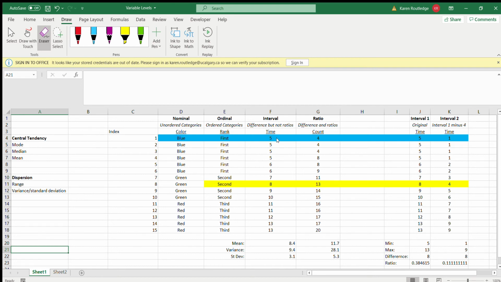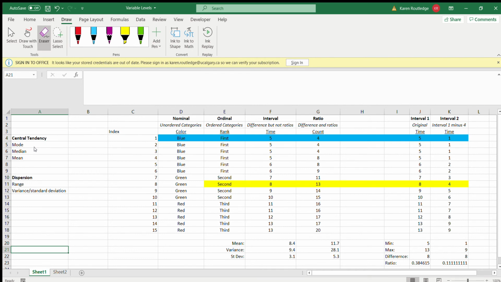For interval level data sets, or for the interval level data variable time, the value 5 appears more than anything else, so the mode equals 5. And for the ratio level variable count, the number 4 appears more than any other value, so that is our mode. So, as you can see from that, the mode is applicable to any of our kinds of variables. We can calculate a mode for nominal, ordinal, interval, and ratio level data. And I have that highlighted in blue, so those are the modes for each of those.